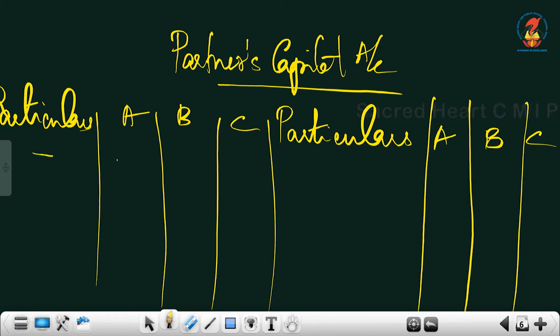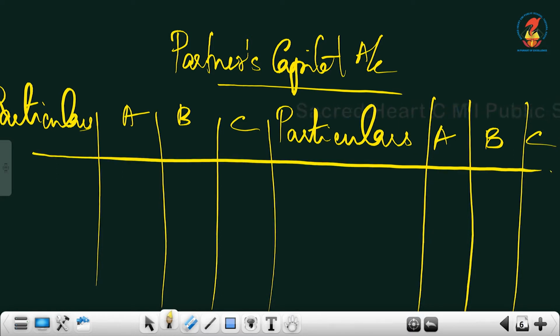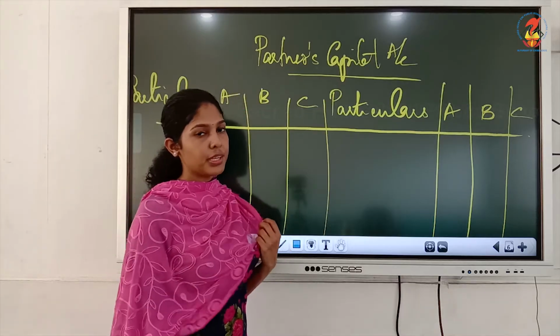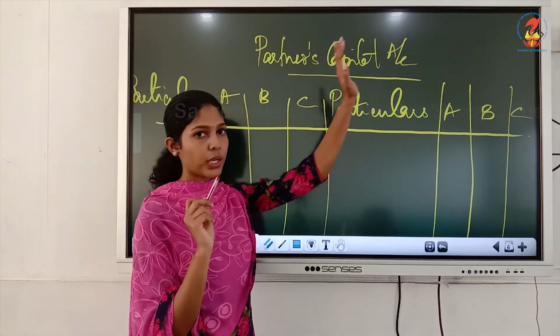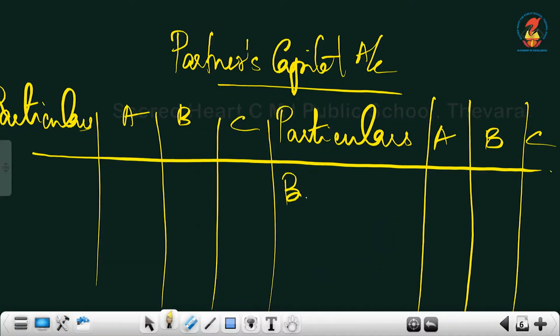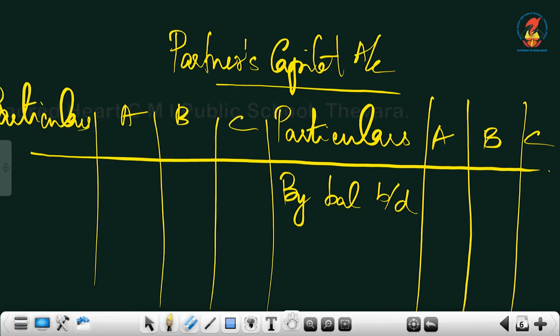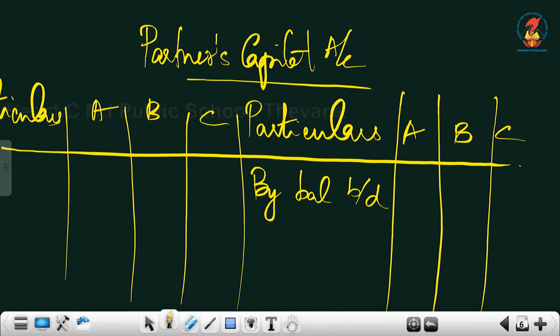You have to start this with the opening balance, and the opening balance will be written on which side? It must come on the credit side for capital account. So you write by balance brought down. The figures are 80, 80, 60. Take it from the balance sheet given in the question.